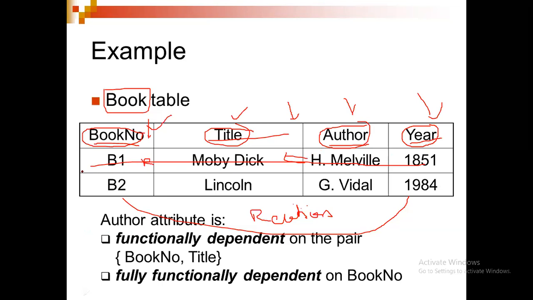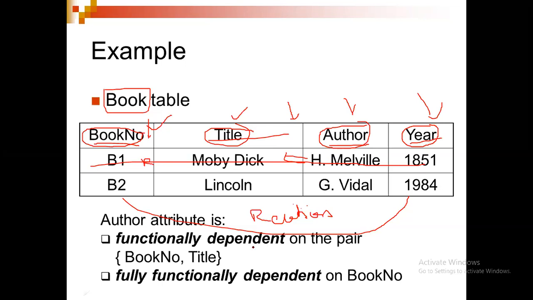So what is this mobbed and P1? It's a title and the book number. So the author is dependent on the title and the book number. So if the author is there, then only the book exists and the title exists. Otherwise, it will not exist. So it is functional dependent.